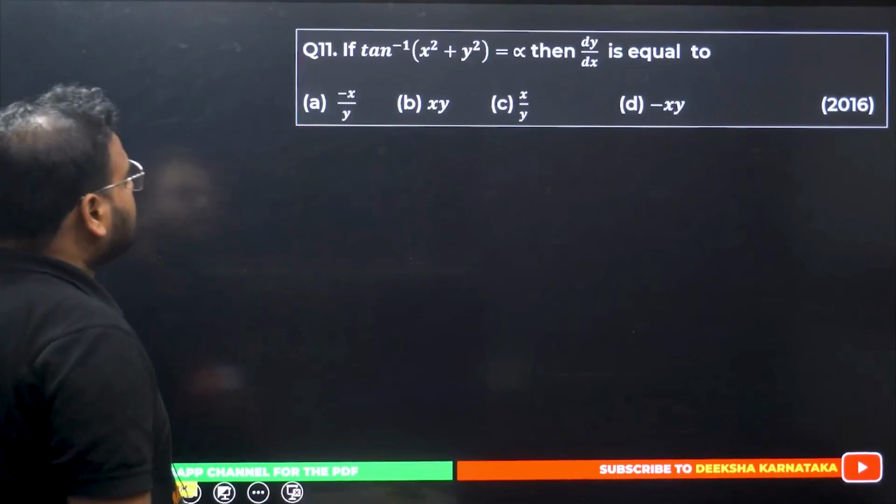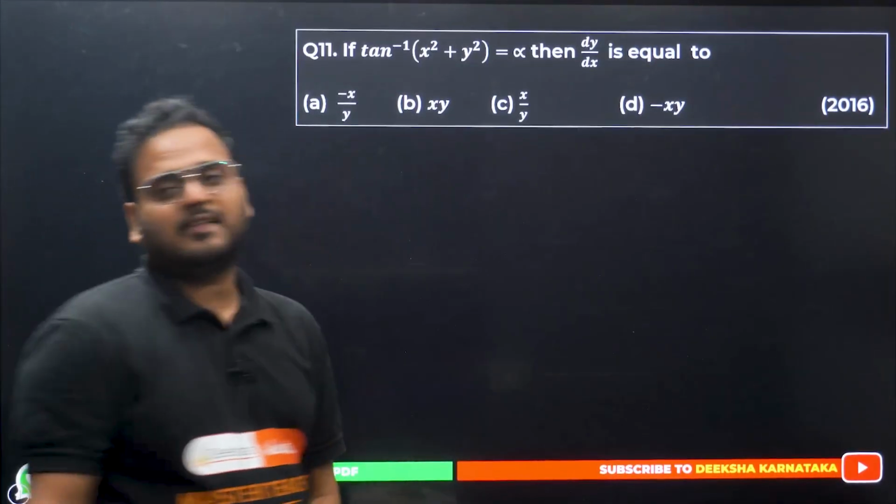11 now. Tan inverse of x square plus y square equals alpha. Find dy by dx.